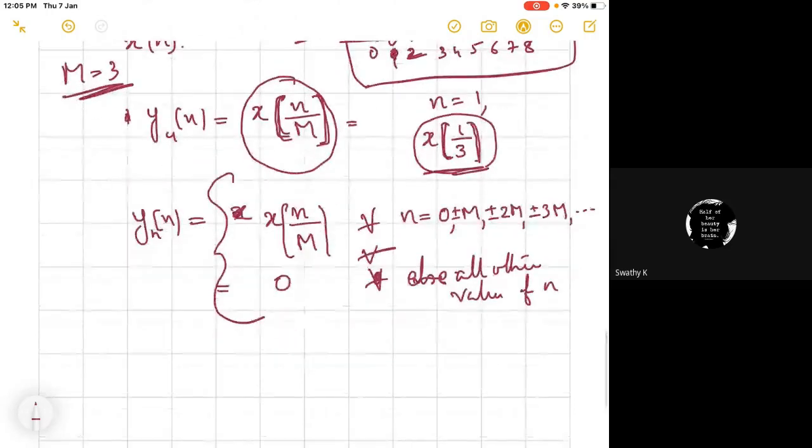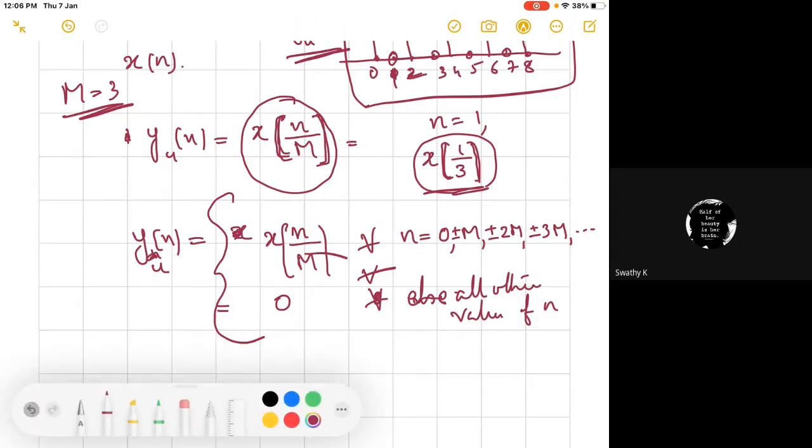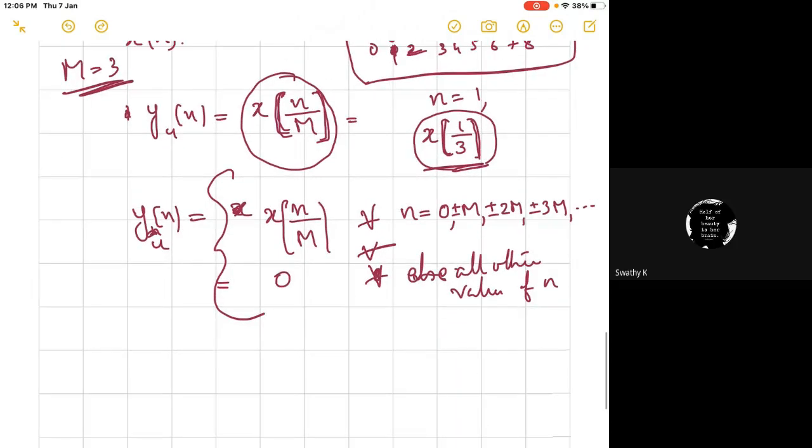So will this work out? How can you write the upsampled version of x[n] by a factor of M as x of n by M, where n takes a value only when n takes the values 0, plus or minus M, plus or minus 2M, plus or minus 3M, etc.? Let us try to write it out.